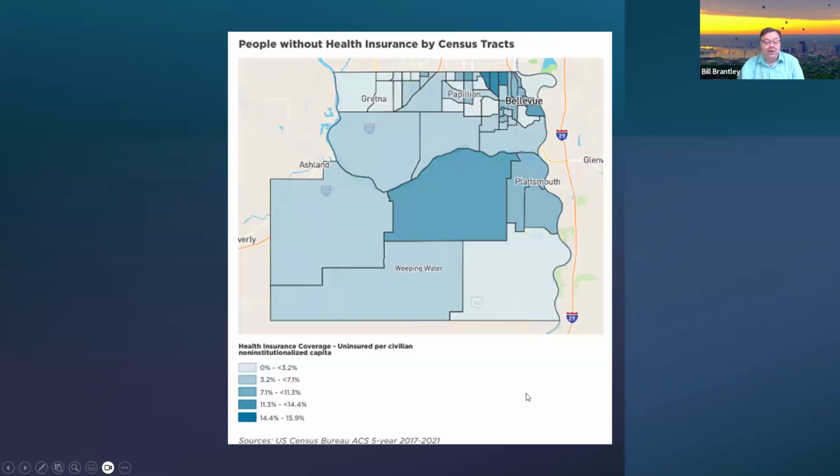Let's throw another one. Health coverage, insurance coverage, uninsured per civilian, non-institutionalized capita. Okay, throwing a lot of terms at me. And then we got these percentages. Okay, again, what is the concern? What is it that I need to know?